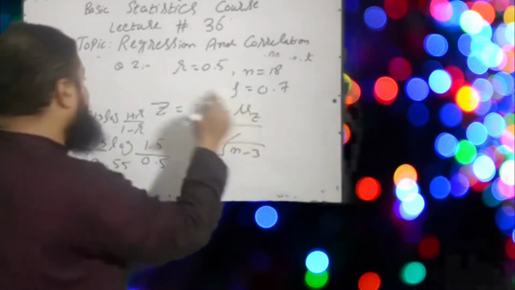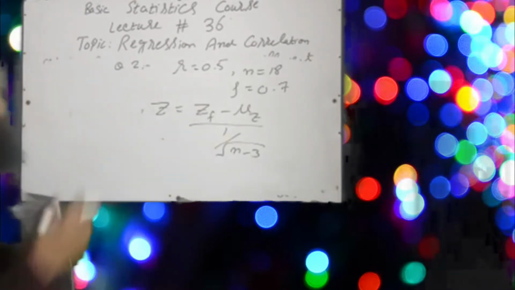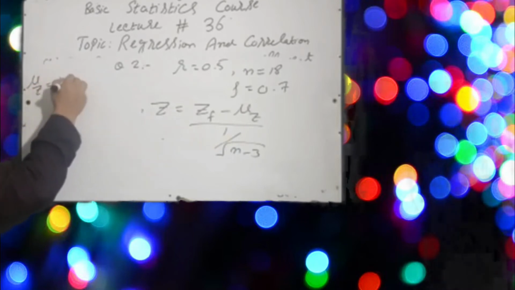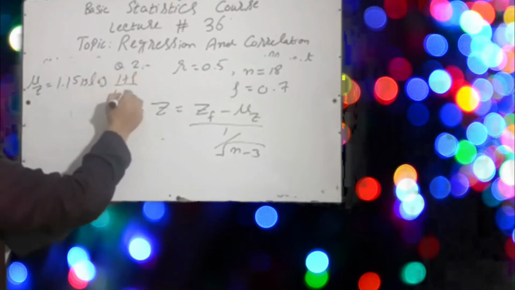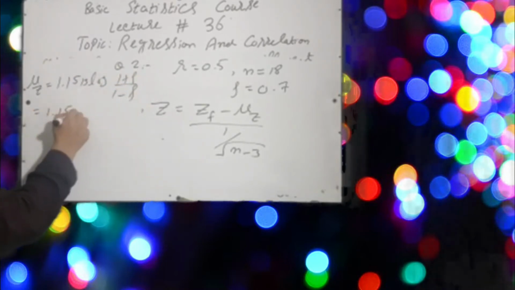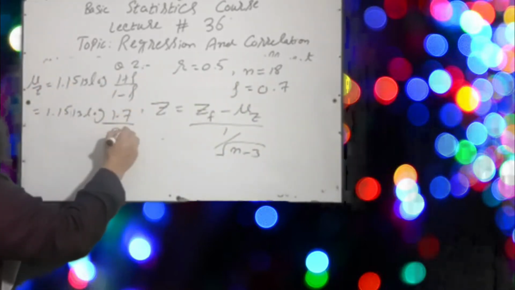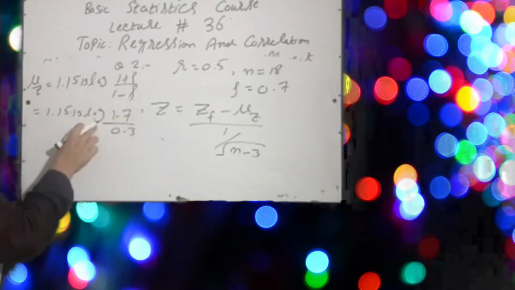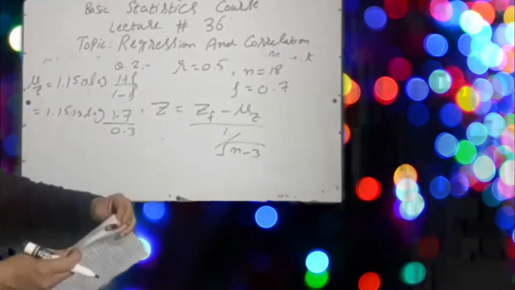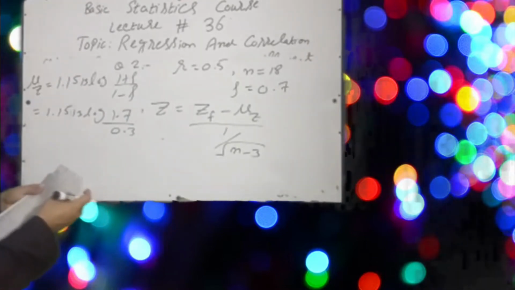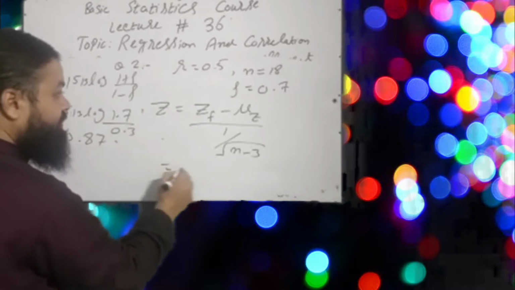Now we have to find mu z. The formula of mu z is always equal to 1.1513 log of 1 plus rho, the population correlation coefficient, over 1 minus rho. 1.1513 log of 1 plus 0.7 is 1.7 over 0.3. Just divide these two values, take the log of this much and multiply by 1.1513, and you will get the answer of that, which will be 0.87.